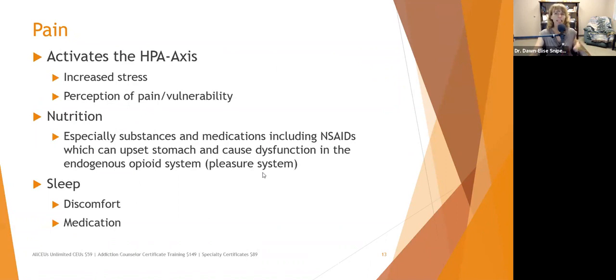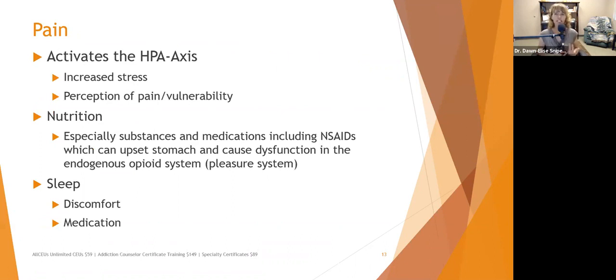Pain activates the HPA axis, which increases stress, because of your brain's perception of vulnerability. The brain's going, okay, this hurts. That means the primitive part of your brain is going, that means we're more vulnerable to the lion that may be coming up to eat us.